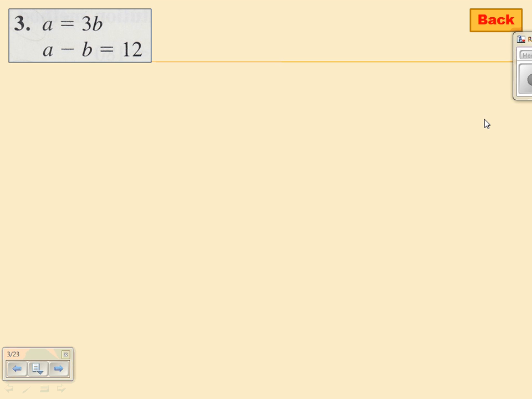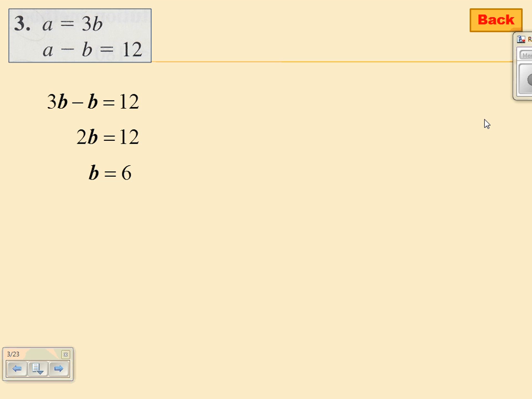So the lesson on Friday was the substitution method. And for number 3, we're going to try to solve this by substituting 3b into a. So I'm going to put 3b into a. Therefore, I get 3b minus b equals 12. I'm going to simplify that to get 2b equals 12. I'm going to divide both sides by 2. I get b equals 6.